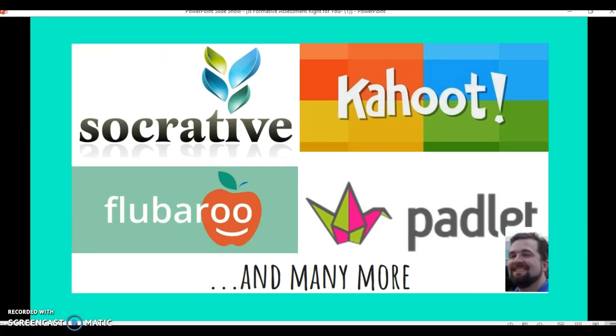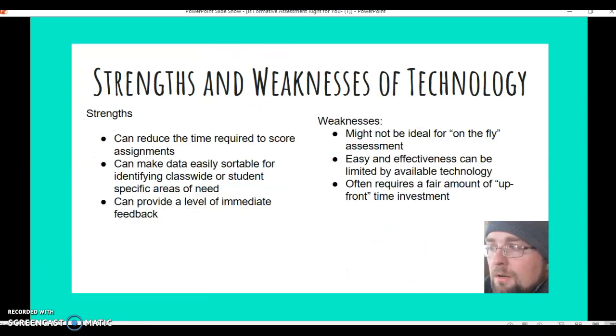So currently we have available to us things like Kahoot, Socrative, Flubaroo, Padlet, and many, many more. These pieces of technology can help us to grade quickly. Strengths and weaknesses, it can reduce the time required to score assignments, it can let you sort data quickly, and you can get immediate feedback to your students if you have it set up that way.